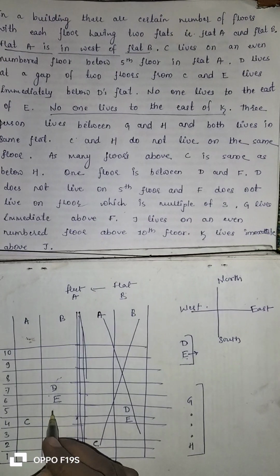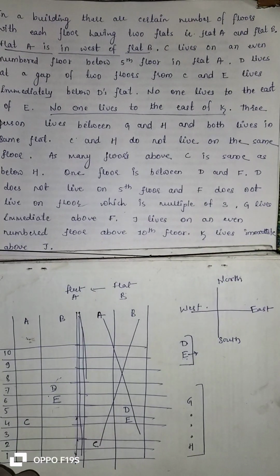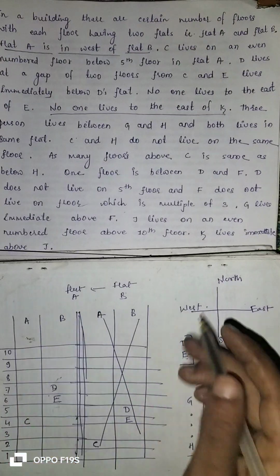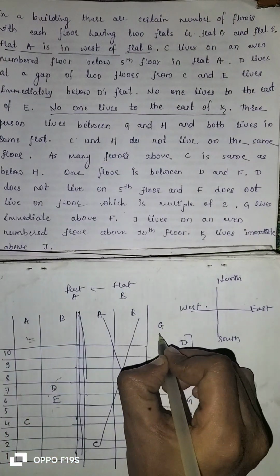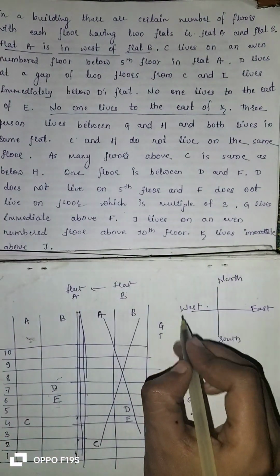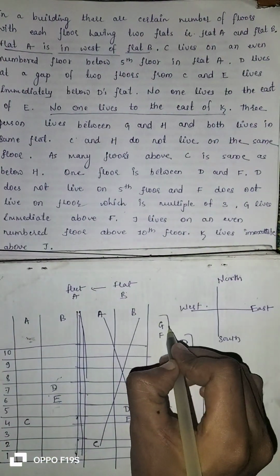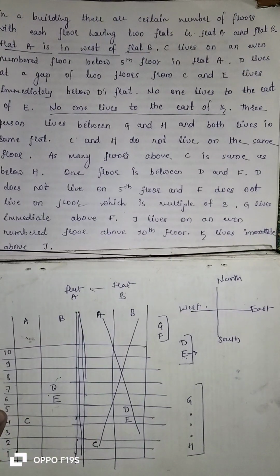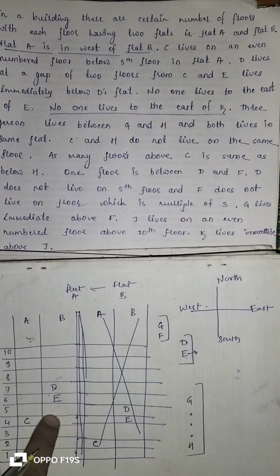So F will come here or here. It's a bit ambiguous for this F position now. G lives immediately above F. See what they are saying, that G is living immediately above F. That means they both are living on the same floor. See, F's floor position is fixed now. F is living on the fifth floor.